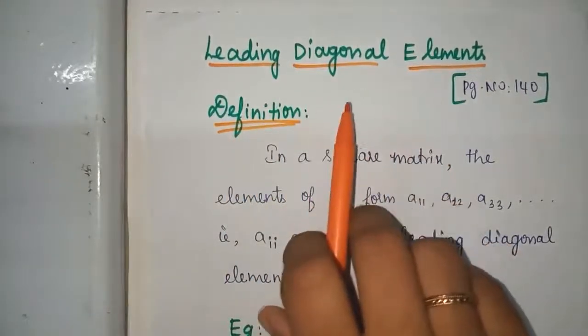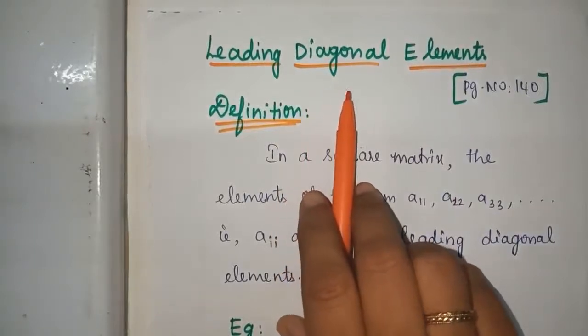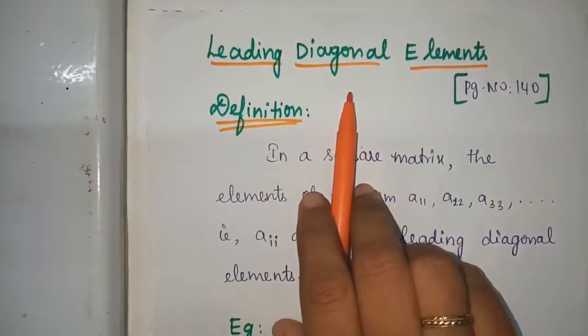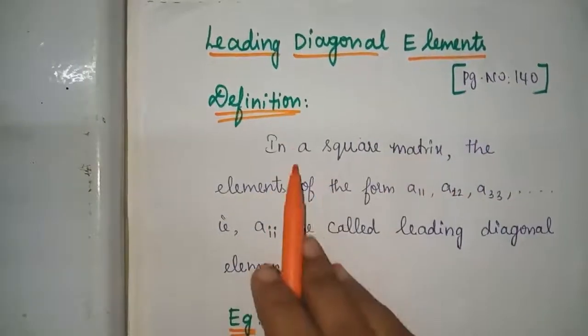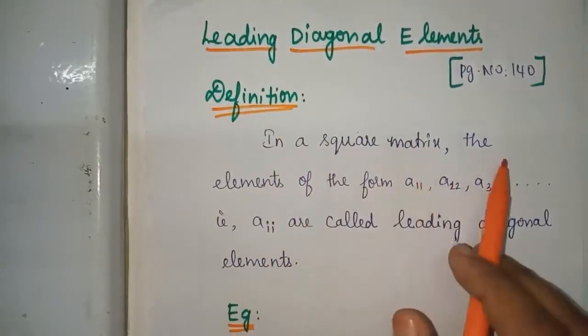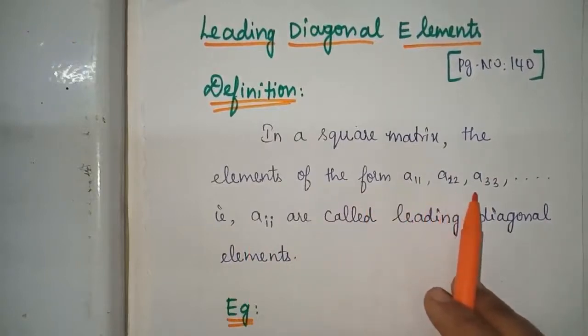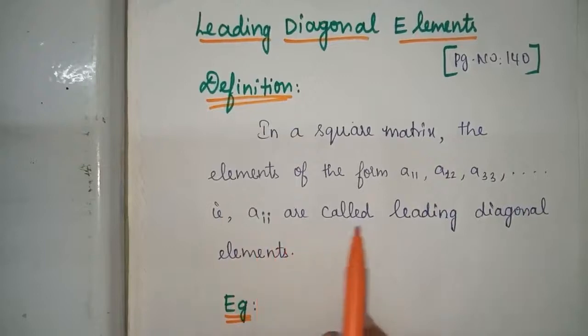Next definition is leading diagonal elements. So this does not come under the types of matrix. We have to know what leading diagonal elements are, then only we will be able to understand what a diagonal matrix is. That is the next type of matrix. So which is in page number 140, definition. In a square matrix, the elements of the form A11, A22, A33, etc., that is Aii, are called leading diagonal elements.